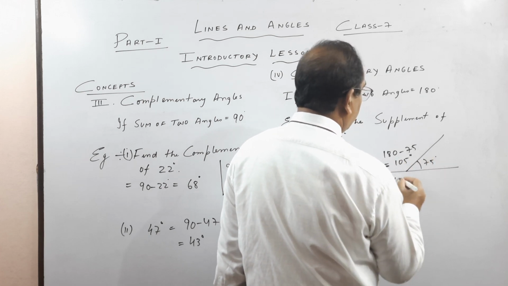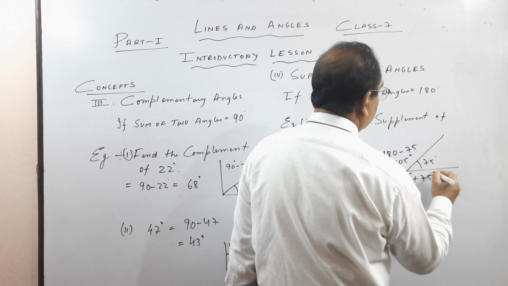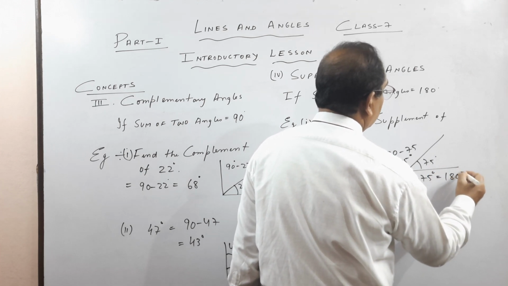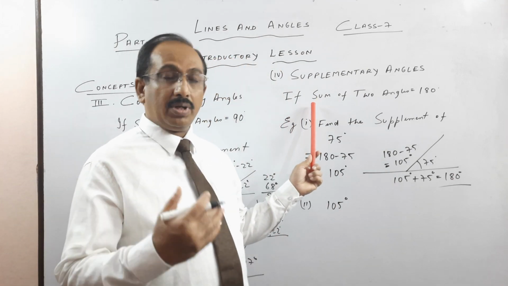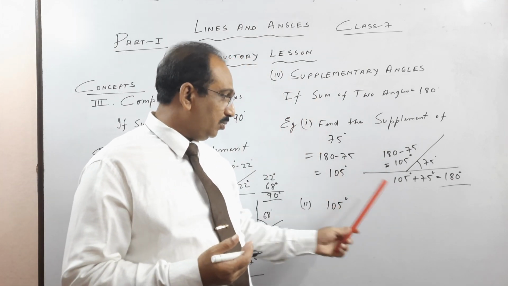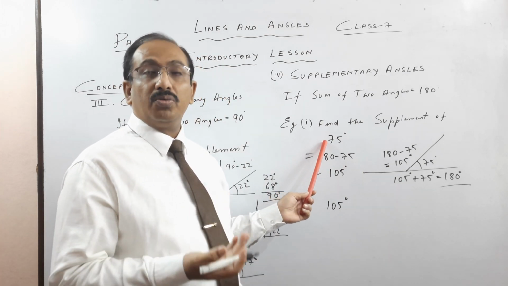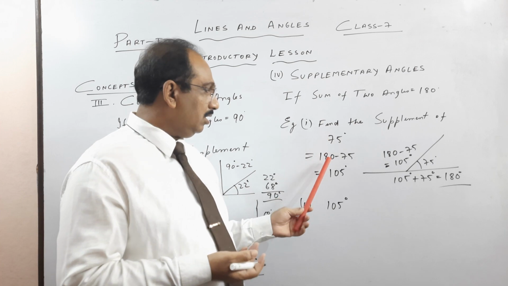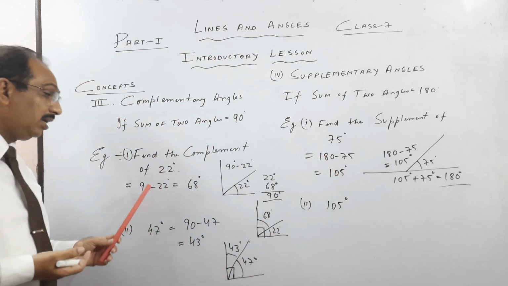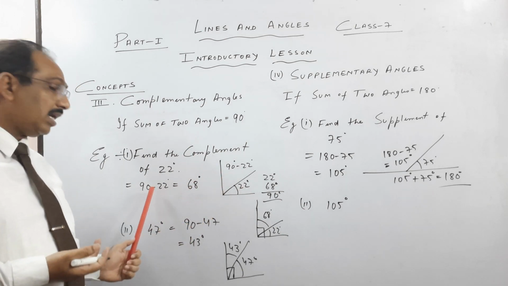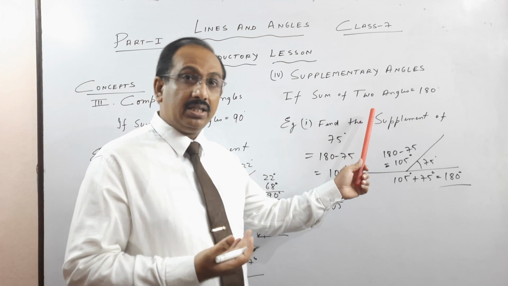So if you add 105 plus 75 degrees, children, always write degrees, because these are angles, they are measured in degrees. So supplementary angles means when the sum of two angles is 180 degrees. If you want to find the supplement of an angle, we take that angle and subtract it from 180, and in complementary the sum is 90 and we get the other angle by subtracting from 90. Supplementary sum is 180, children.